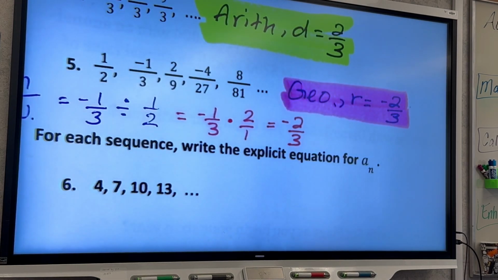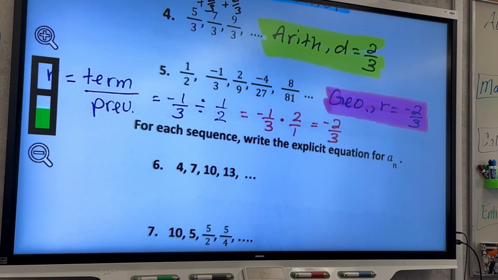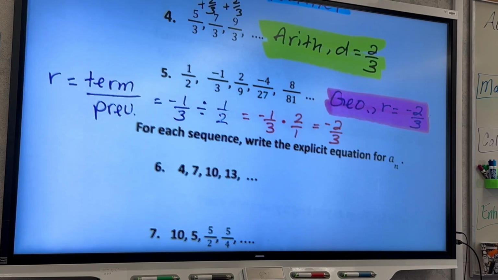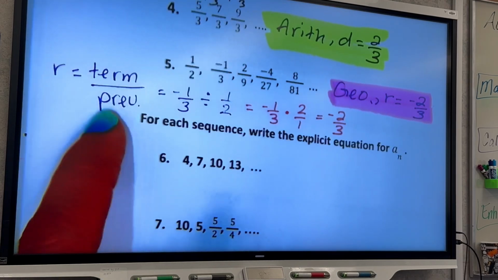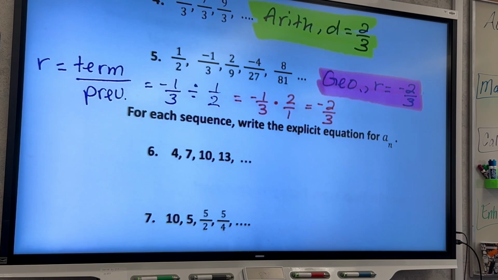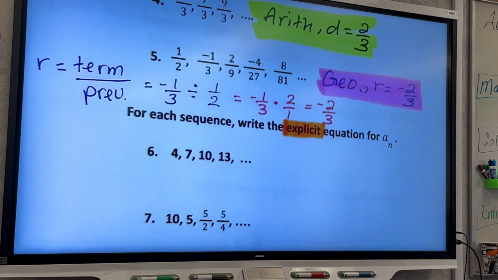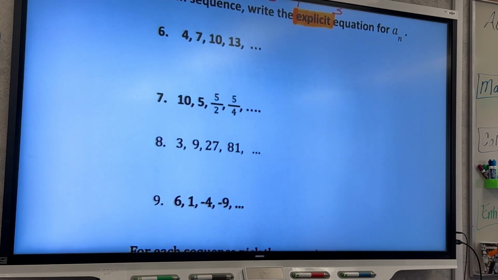So it looked like it might be a neither because of the whole fraction situation, but it wasn't neither. It did have a pattern. So remember, r is a term divided by a previous term. When it's not so easy to tell what it is, you gotta use that formula. Okay, all right, so in the next section, it says for each sequence, write the explicit equation for a sub n. There are 2 different types of explicit. They're either arithmetic or geometric, so we need to see which ones they are.